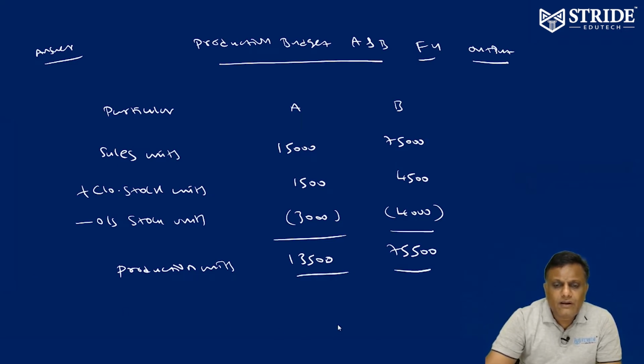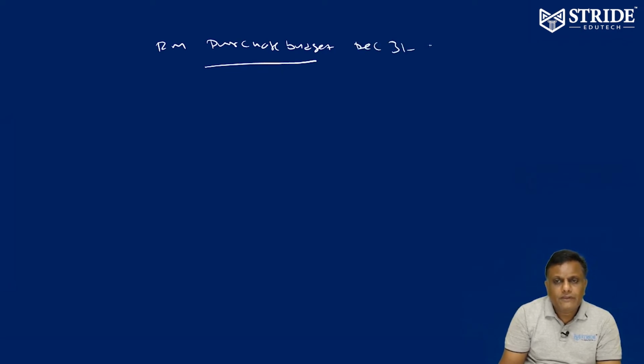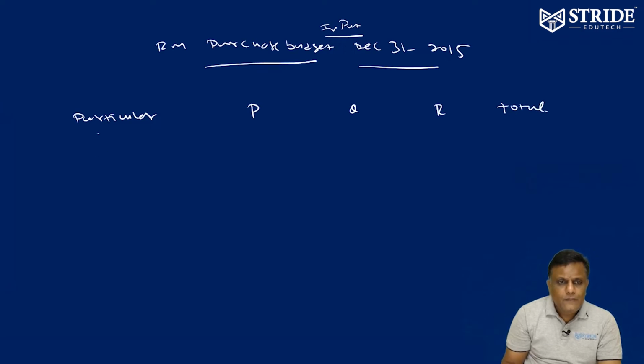From the production we have to find the raw material purchase budget. Next, the raw material purchase budget for the year ending December 31st 2015. Raw material means input, so this is purely the input budget: raw materials P, Q, R, and total.